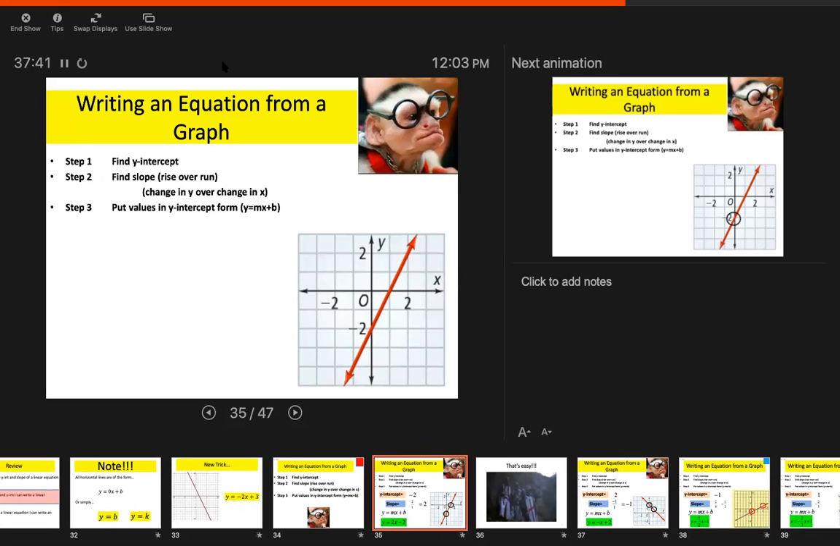It's on your paper too, because you wrote it down. Find the y-intercept. There it is, right there. It's -2. Done. The y-intercept is -2.